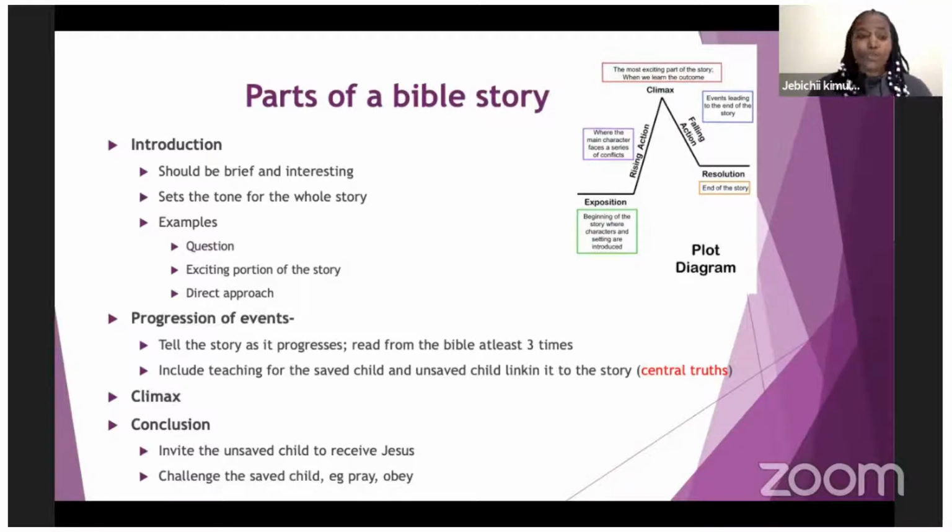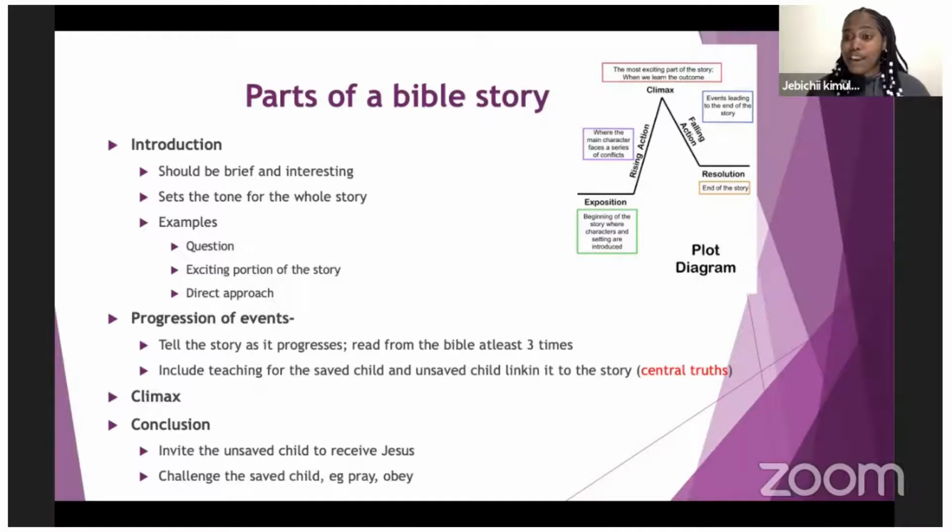Then you go to the progression of events. This is where you introduce the conflict. The main character faces a challenge, a problem that needs to be solved. And during this phase, this is where you teach. You introduce something called the central truth. The central truth, in simple words, is the message that you want to tell. This could be the message for the unsaved child. You want to talk about the message of salvation.